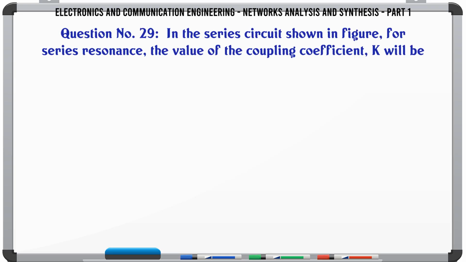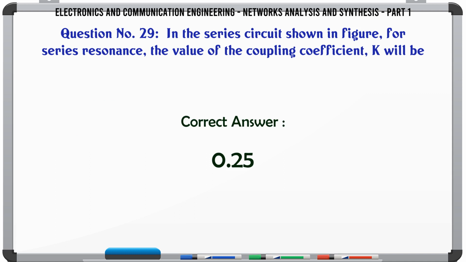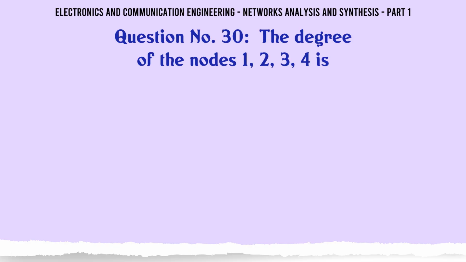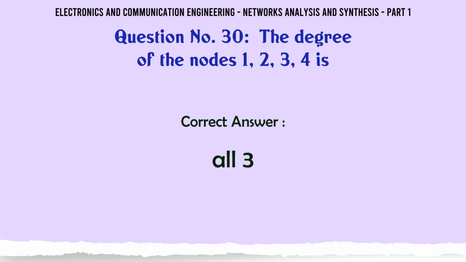7.5V. In the series circuit shown in figure for series resonance the value of the coupling coefficient K will be A 0.25, B 0.5, C 0.1, D 1. The correct answer is 0.25. The degree of the nodes 1, 2, 3, 4 is A 2, B 3, C 2 for 1, 2, 3 and 3 for 4, D all 3. The correct answer is all 3.